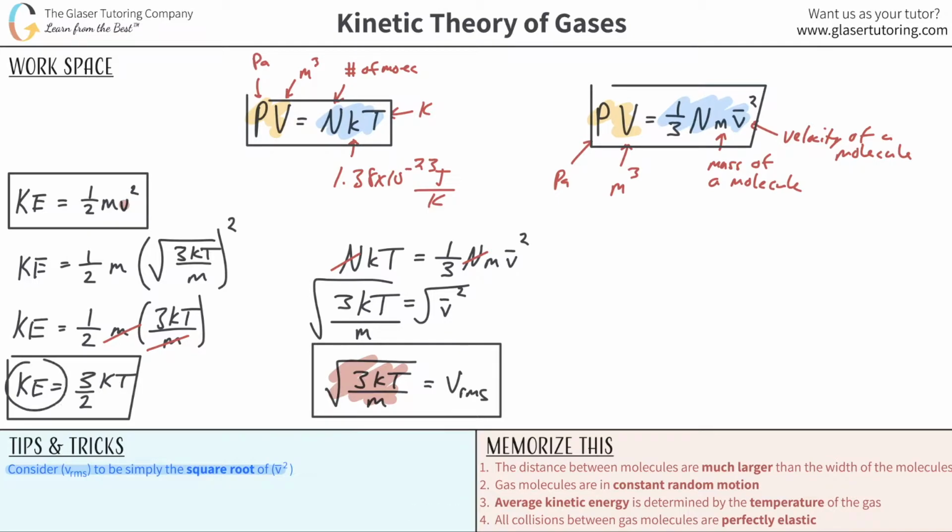That the average kinetic energy, or the kinetic energy of the particles within a certain gas, is simply a function of just the temperature, right? K is the Boltzmann constant. So that's not changing, all right? It's just the temperature.